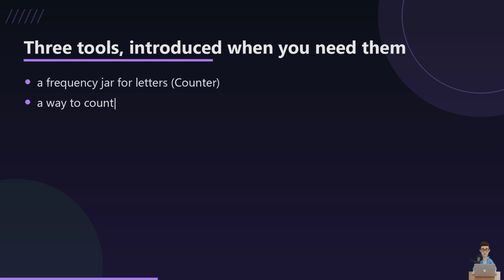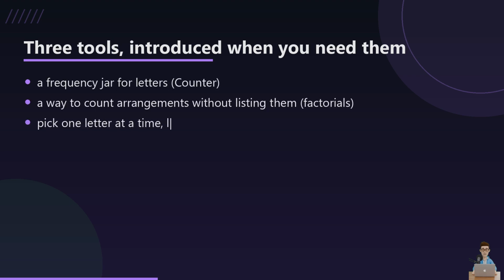Before we code, let's meet three simple ideas. And don't worry, I'll show you exactly how each one is used in a moment. First, a frequency jar, which is just a fancy way of saying we count how many times each letter shows up. Second, factorials, which is a math trick for counting how many ways you can arrange a group of things without actually listing every single one.